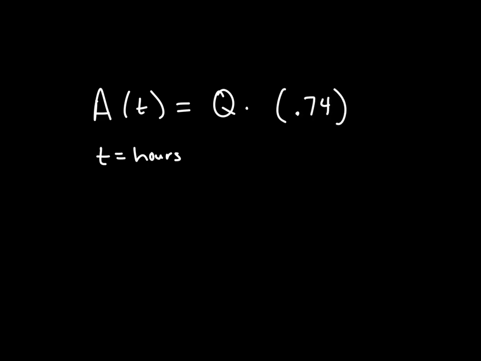Let's say you take a certain amount of medication. Let's call it Q. The amount of time after T hours that the medication is in your system is going to be given by Q times 0.47 raised to the T. And Q is just equal to the amount of medication.